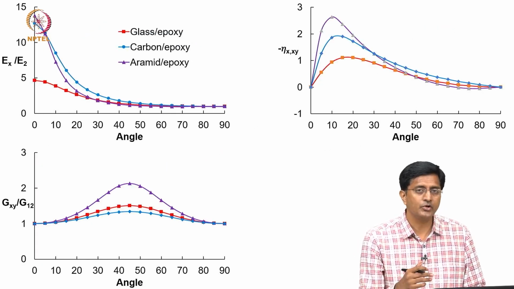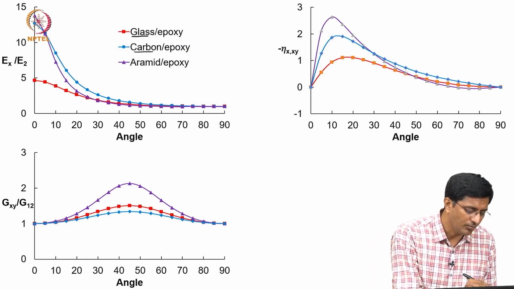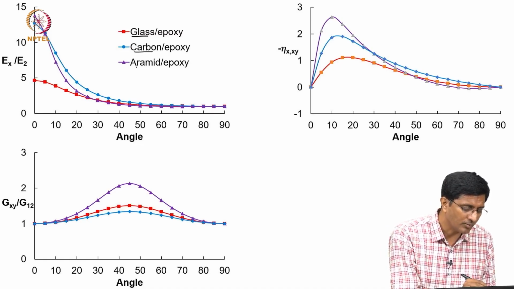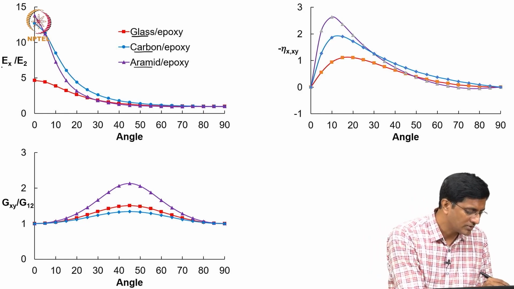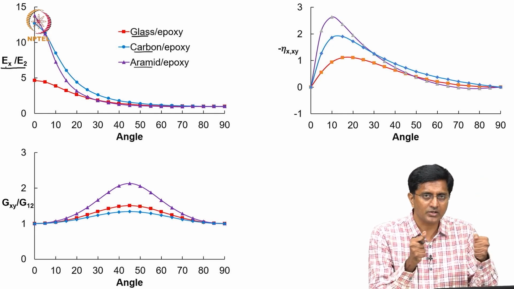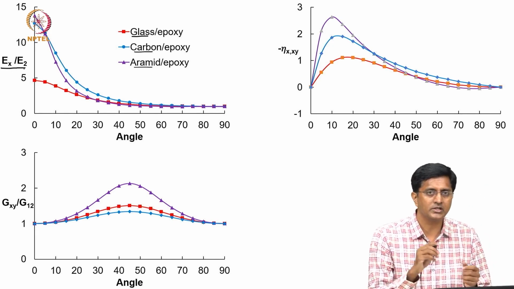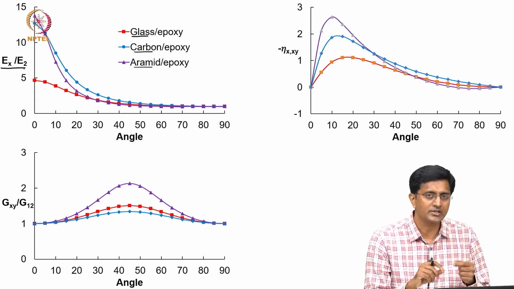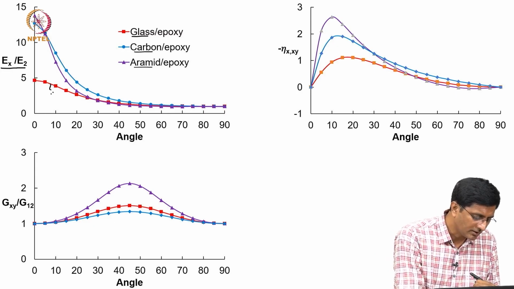So, in this slide we are showing you 3 different composites: the glass composite in red, the carbon composite in blue, and aramid in magenta. For example, when we start by looking at Ex, Ex is the stiffness along the x direction. We have normalized it with E2, where E2 is the transverse stiffness in direction 2.